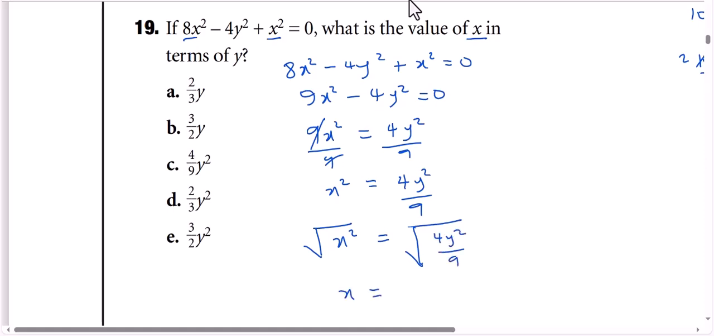So x stands alone here. So here the square root of 4 is 2, and the square root of y squared is just y, all over the square root of 9, which is 3. So we have 2y over 3. So let's check. That's consistent with option A.